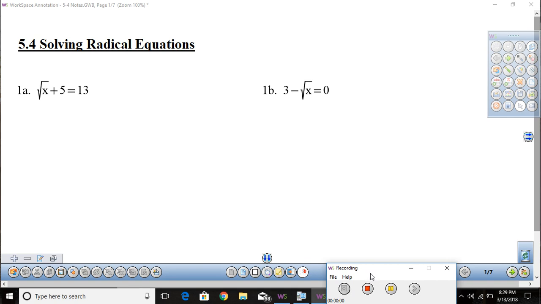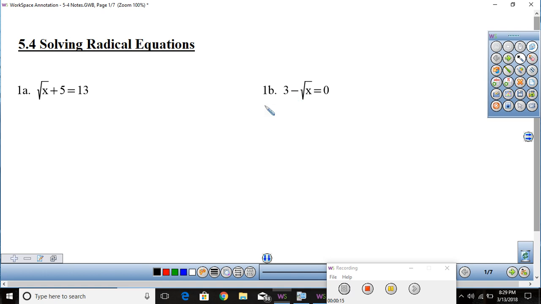All right, so we're going to move on to lesson 5-4, where we're talking about solving radical equations. Honestly, this should be pretty familiar to you. I mean, there's a little bit that's different, but for the most part, you've solved a lot of equations, so it should be fairly easy for you.